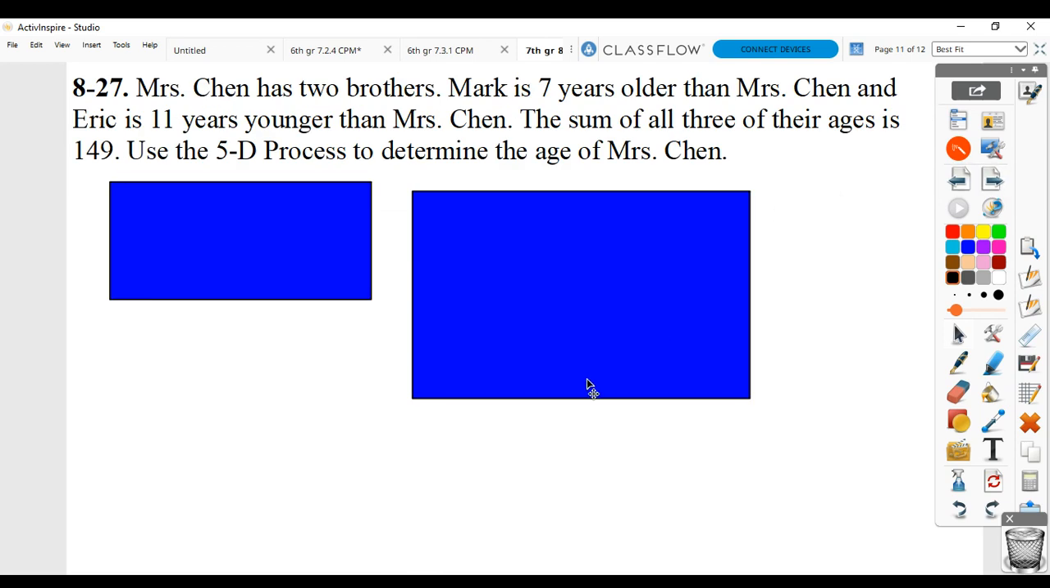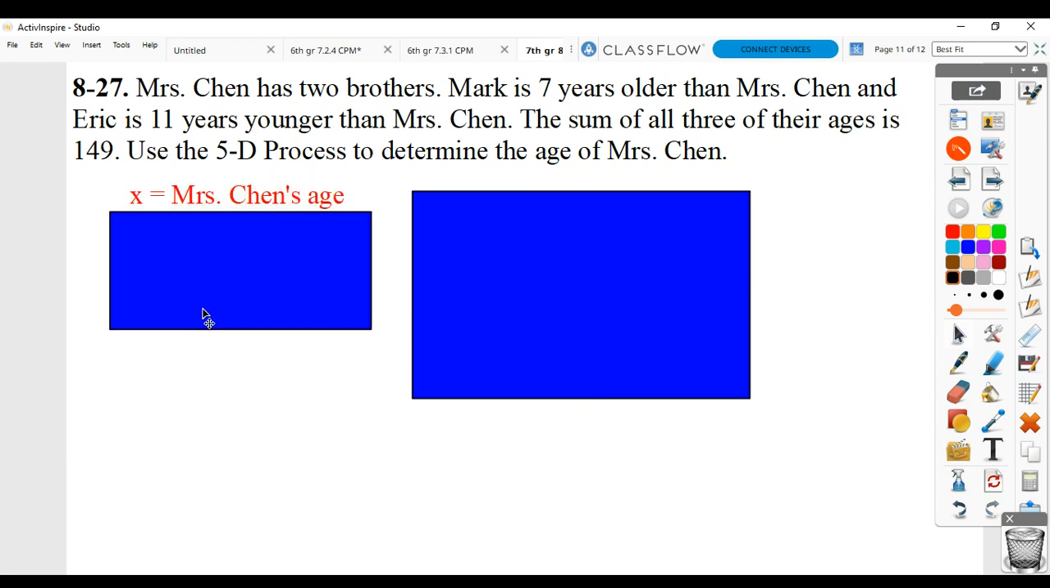827. Mrs. Chen has two brothers. Mark is 7 years older than Mrs. Chen, and Eric is 11 years younger than Mrs. Chen. The sum of all three of their ages is 149. They want you to find the age of Mrs. Chen. So again, even though they suggest the 5D process, I did it algebraically. If you're going to do the 5D process, make sure you're showing all those steps.